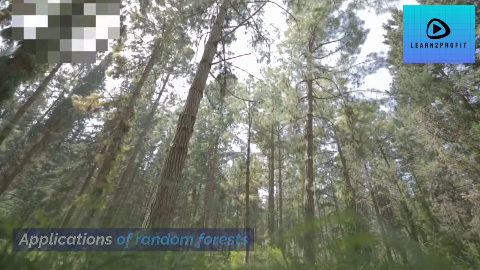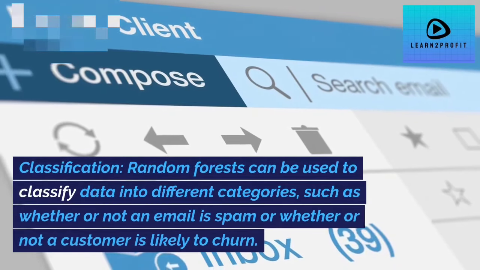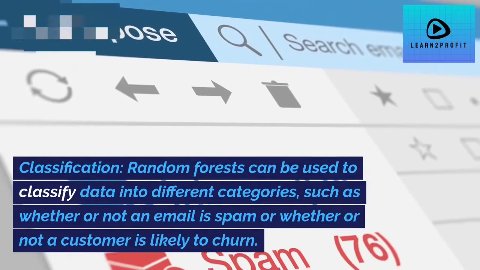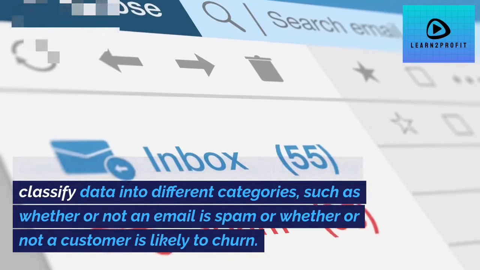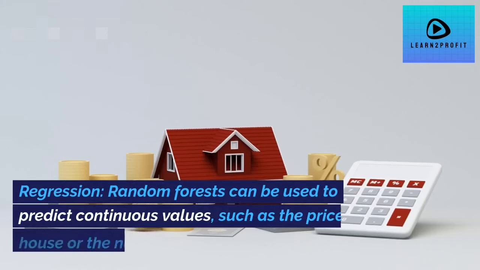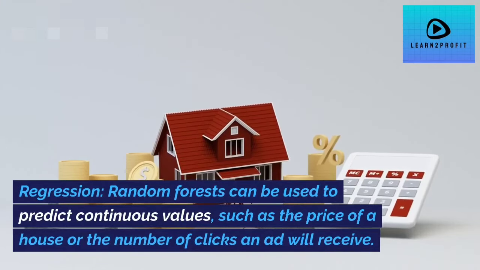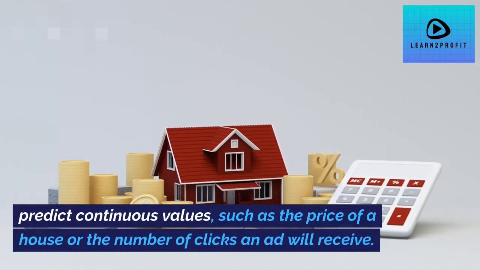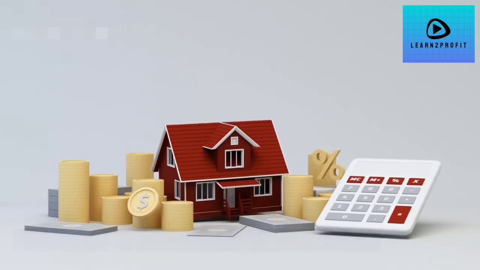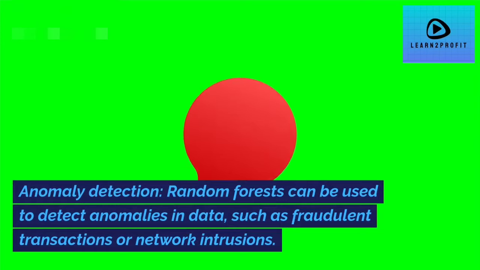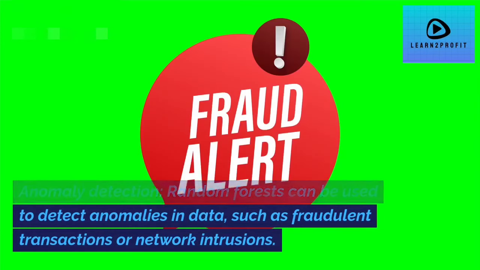Applications of random forests. Classification: random forests can be used to classify data into different categories, such as whether or not an email is spam or whether or not a customer is likely to churn. Regression: random forests can be used to predict continuous values, such as the price of a house or the number of clicks an ad will receive. Anomaly detection: random forests can be used to detect anomalies in data, such as fraudulent transactions or network intrusions.